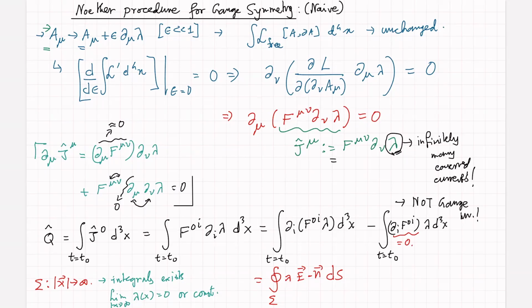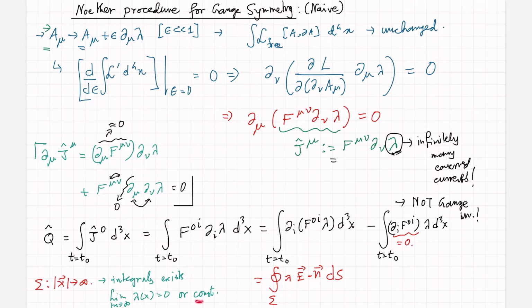So all the infinitely many gauge transformation parameters, which asymptotically die off at infinity, all those infinitely many conserved currents are actually pretty trivial because their conserved charges are zero. So we don't need to worry about that.